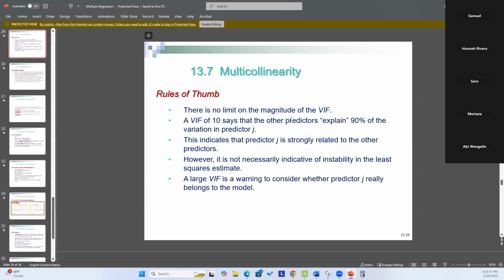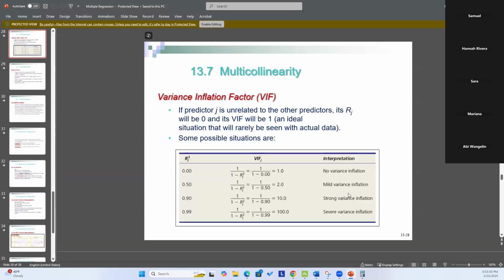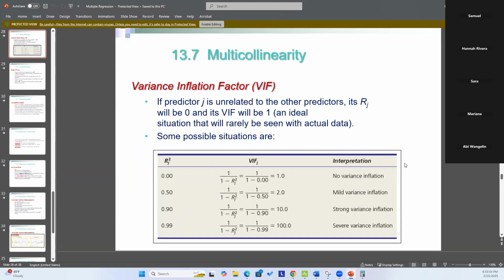Where's multicollinearity? Yeah, this is multicollinearity. Can you see my slide? Yes. So here, if VIF is 0, that means no variance inflation. If up to 2, you can say mild. Up to 10, a strong variance inflation. And if it is more than 100 or 100.